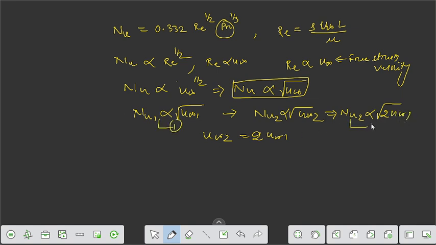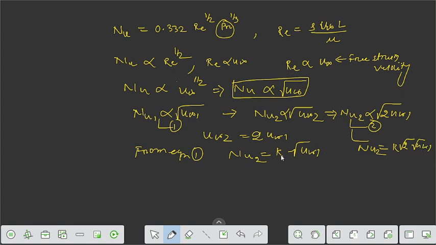This is equation 1, then this is equation 2. From equation 1, Nusselt number 1 is equal to some constant k root over u infinity 1, and from equation 2, Nusselt number 2 is equal to some constant k, root 2 taken outside, and u infinity 1.